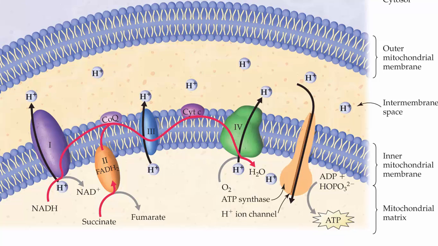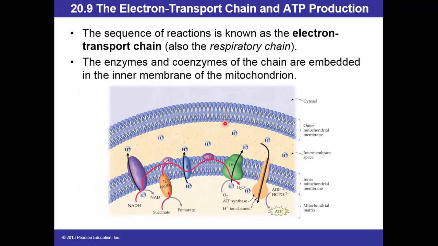So this is when we say, for example, that glucose is oxidized all the way to CO2 in the Krebs cycle and to water here in the electron transport chain. So the enzymes and coenzymes of the chain are embedded in the inner mitochondrial membrane. Complex 1, 2, 3, 4. In addition to this is ATP synthase, which links oxidation and phosphorylation.